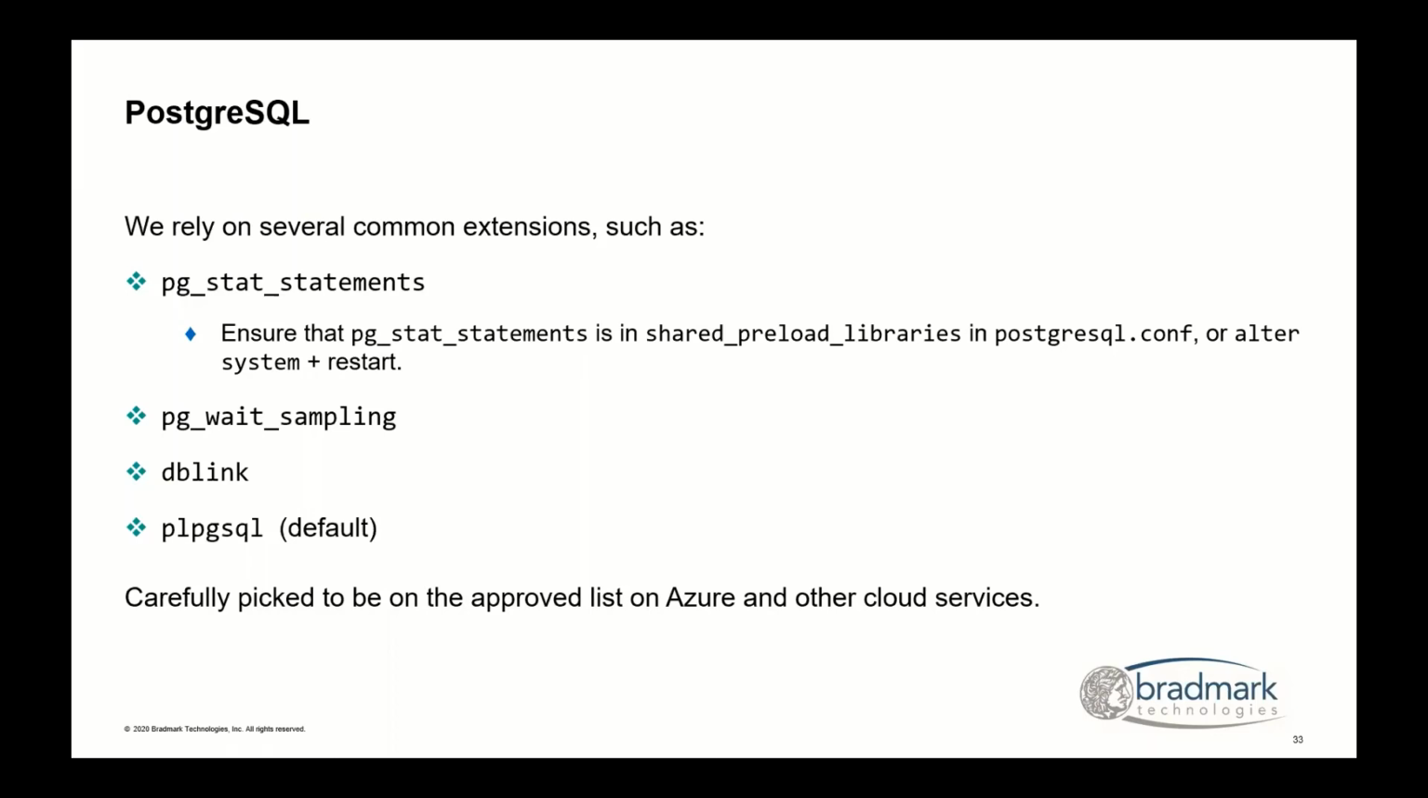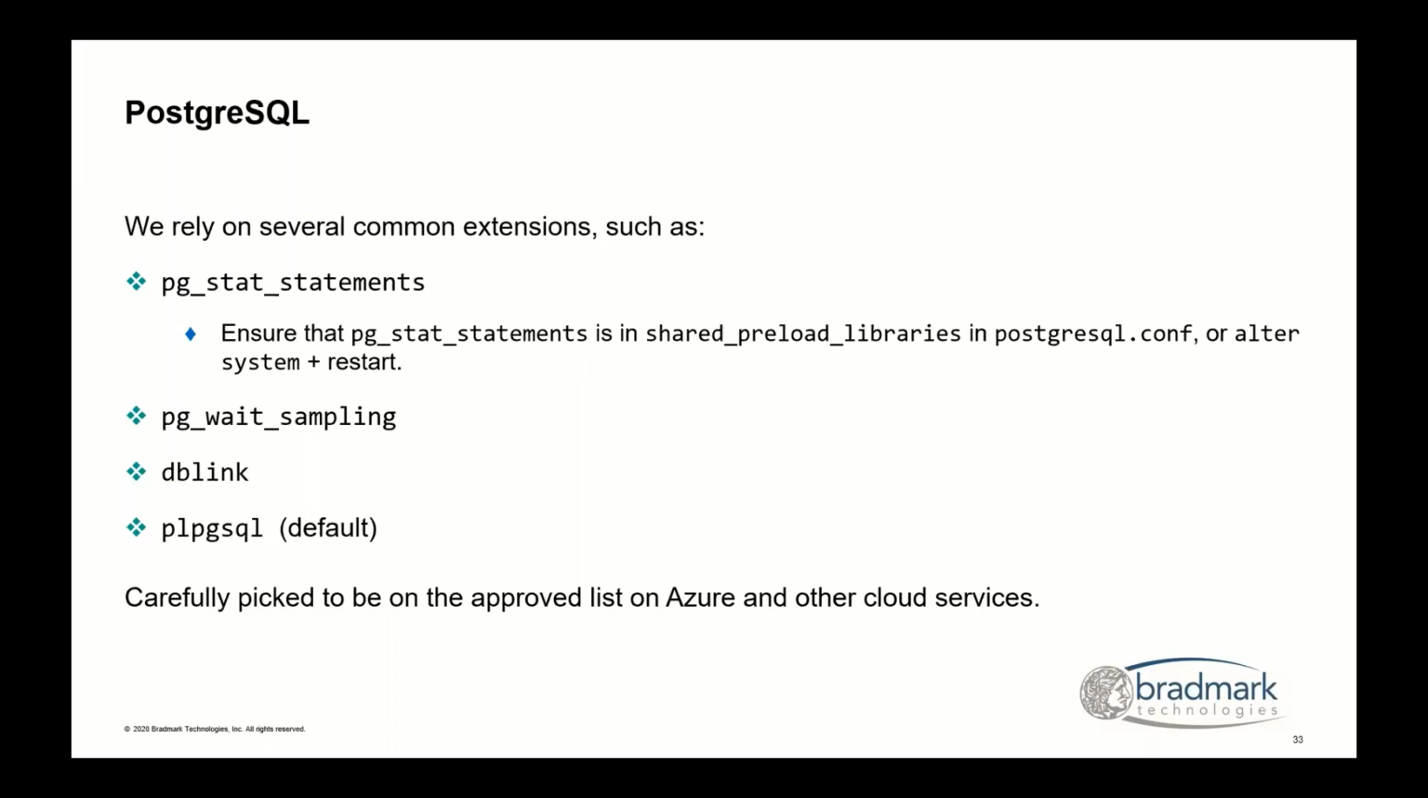We also use pg_wait_sampling as an item to get some information. We also need a dblink extension for some things to help correlate some information and extend the information that we have, and then of course PL/pgSQL, which is already installed by default and doesn't require anything extra.